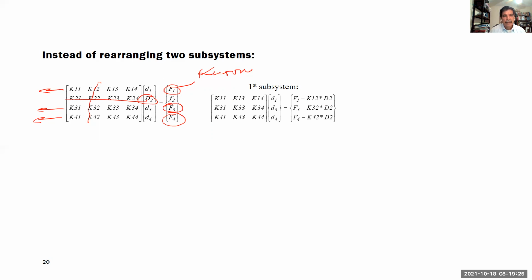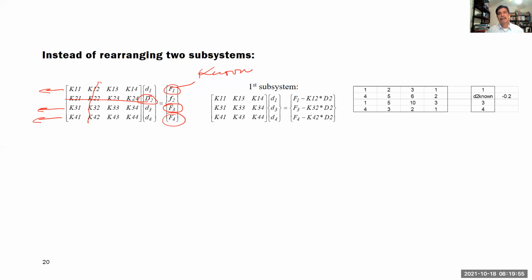The second term will be this times that, and since we know D2, we move it to the right, and this is what we have here. Same for the last one. So this is the first subsystem. So far we have taken D2 as 0, but D2 could be something different than 0. That's why we put it like this. And then we can solve it.